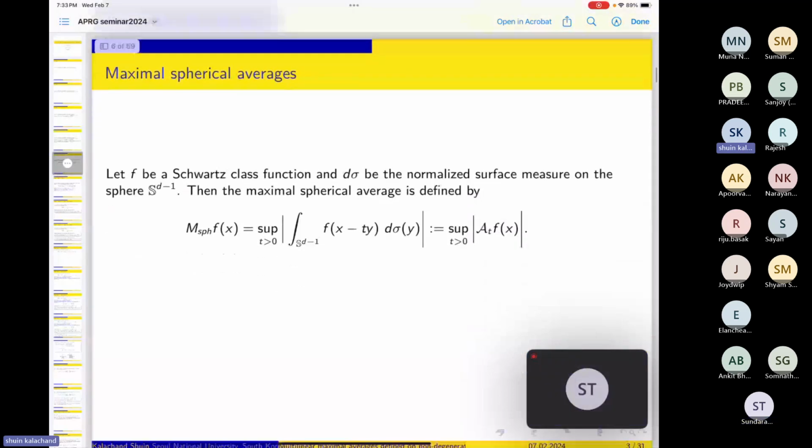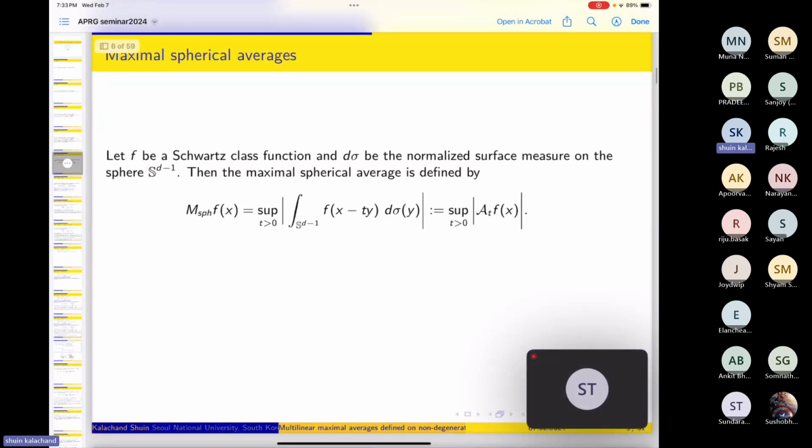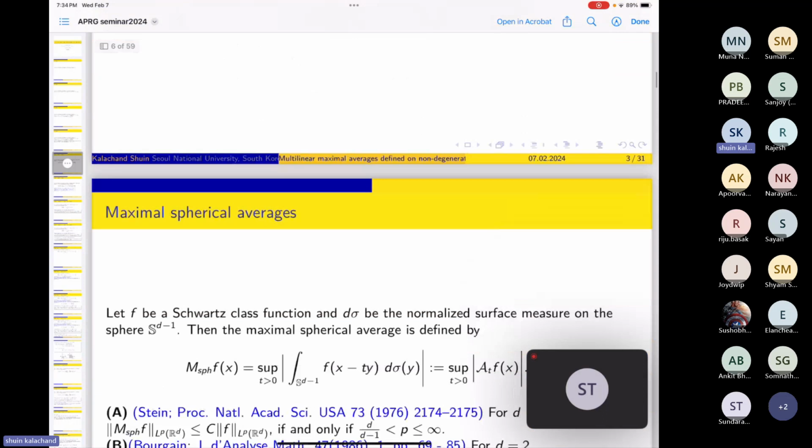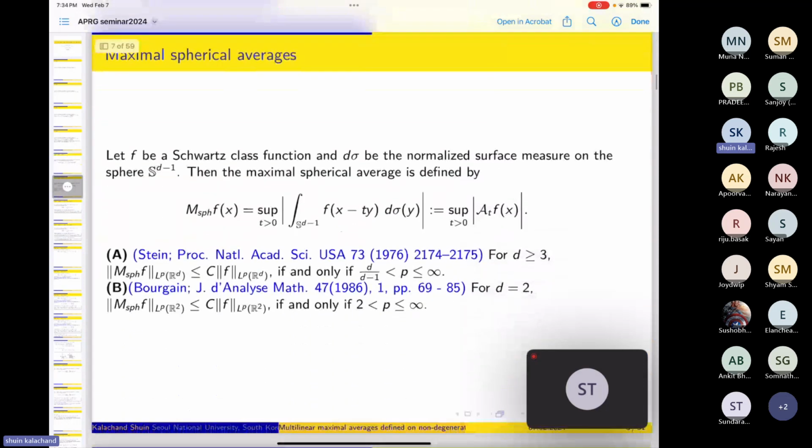So we'll first define the spherical average. We'll consider dσ to be the normalized surface measure on the sphere S^{d-1}. Then we take the supremum over all these averages. The spherical average first appeared as a solution of the wave equation. And in order to study the pointwise convergence of the solutions, we need to basically study the L^p boundedness of the maximal average. That's why Stein considered this operator called the spherical maximal function, or we sometimes call it Stein's maximal function.